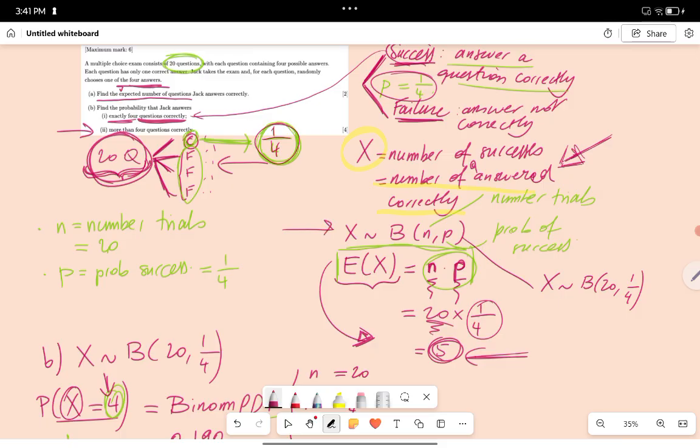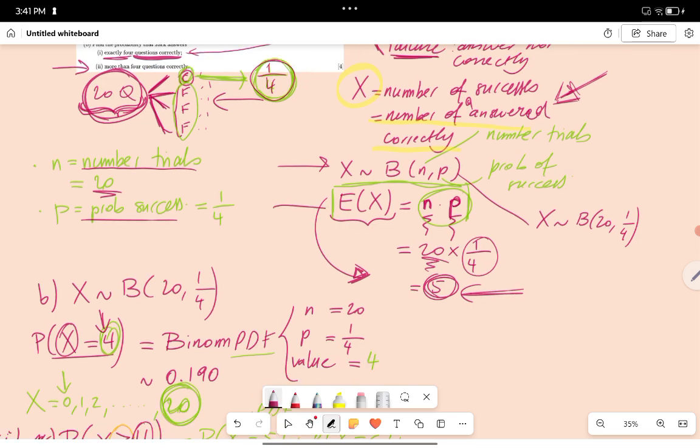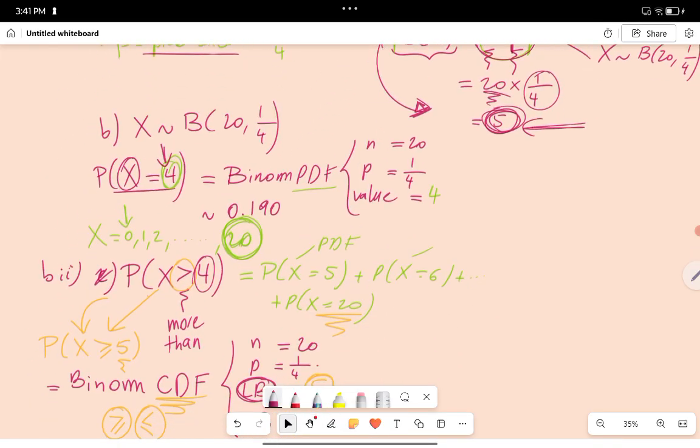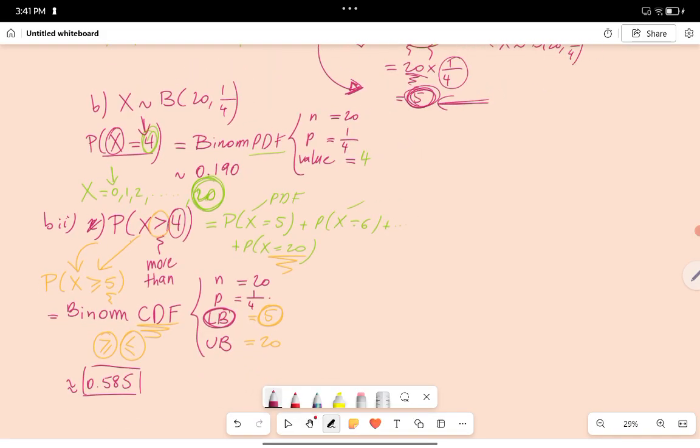You need n and p. So n is the number of trials. So in this case, we have 20 questions. P is probability of success. And then the expected value in a binomial is n times p. So that is 5 in this case. And then this stuff is using the calculator. So just be careful with PDF when we have one single value and CDF when we have a range. And then this is important. For the range, we want this, bigger or equal or smaller or equal. We don't want more than. We have to translate that into this. Okay, so there are a few things here to keep in mind.